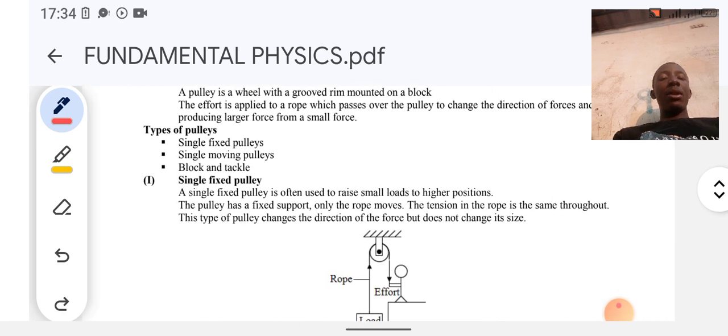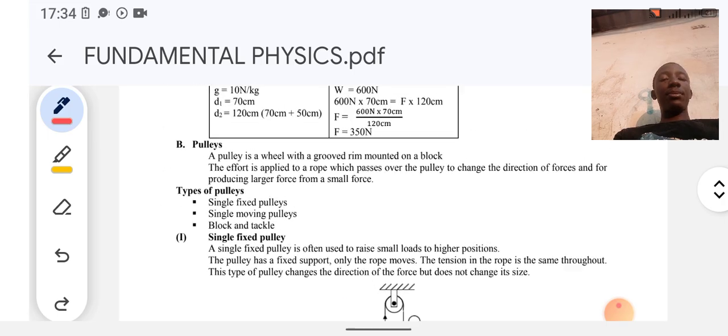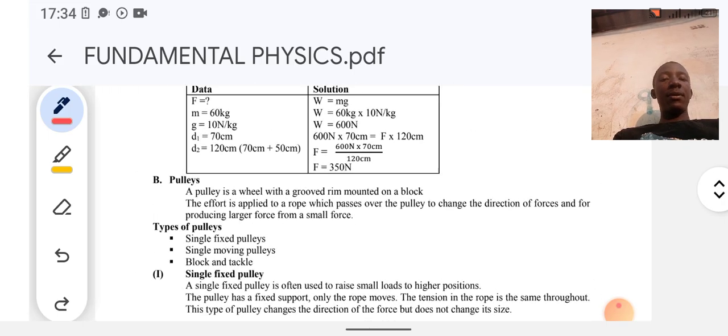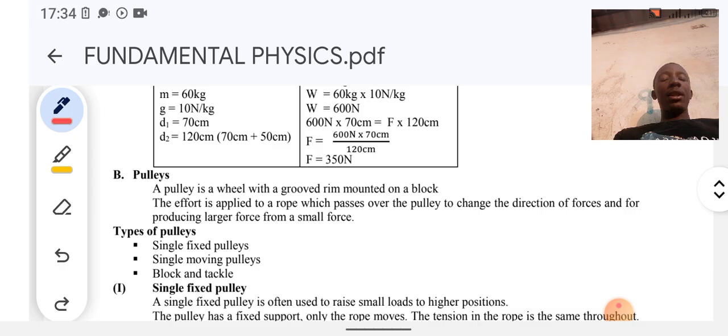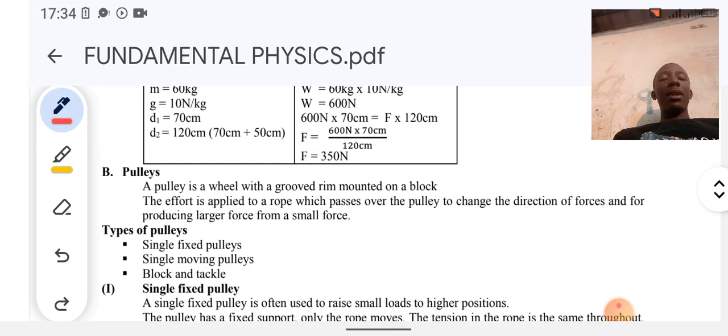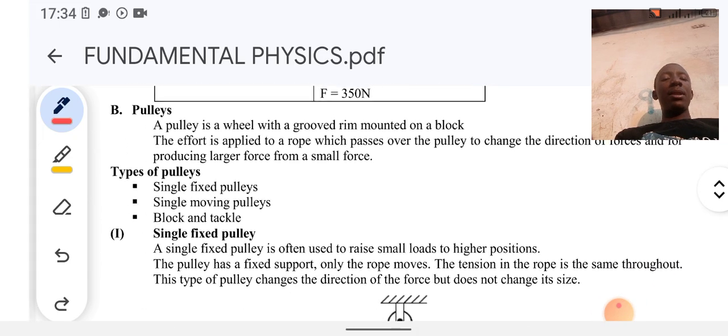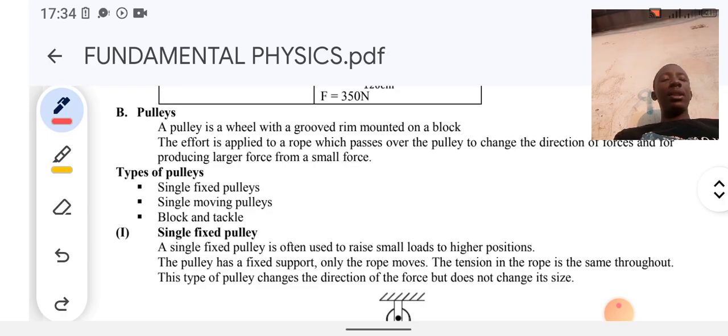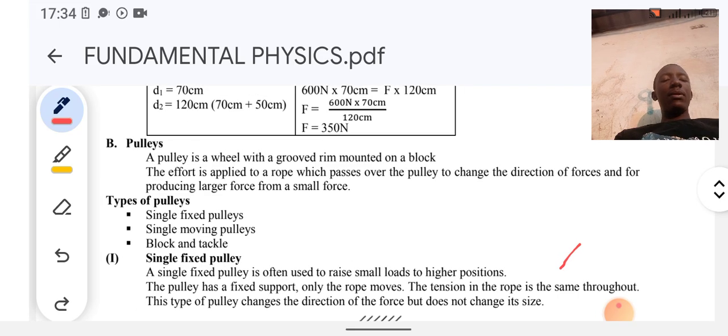I'll show you examples of types of pulleys, with single fixed pulleys, single moving pulleys and block and tackle pulleys. All these are types of pulleys. You simply put the rope there in the direction shown, then you apply the force to this one. That is what you call a pulley. To find the velocity ratio, you simply count the number of wheels which the pulley has. In this case, our velocity ratio is 1 because it has 1 wheel.